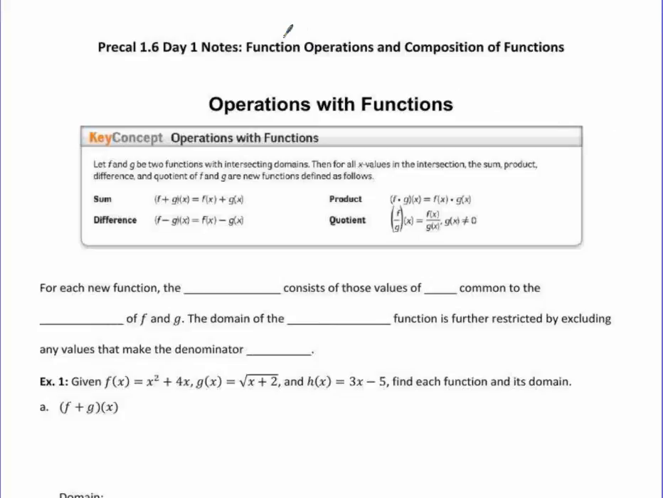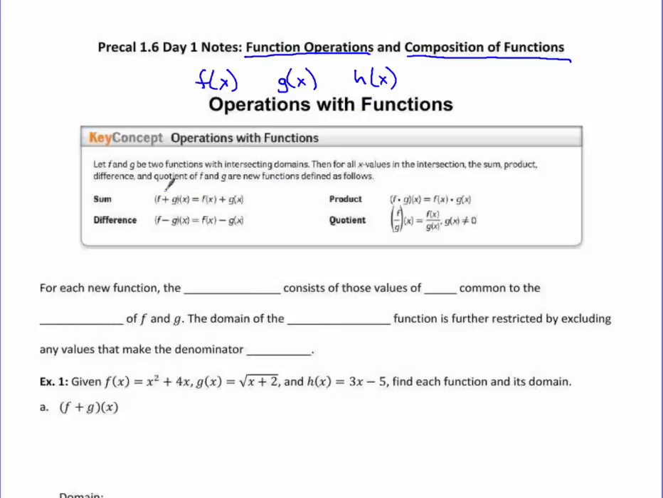All right, so we're going to keep talking about functions, and we're going to start doing something called function operations and composition of functions. What that basically means is we're going to take more than one function. So we're going to have an f of x, and we'll also have some g of x, some h of x, and these are just other functions. It doesn't matter what the letter is, whether f, g, or h. It just means we're going to be working with more than one function at a time.